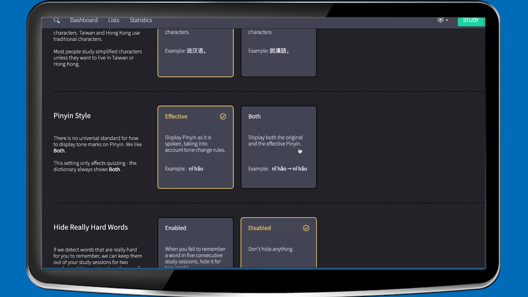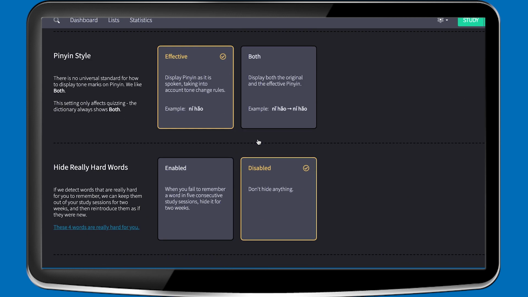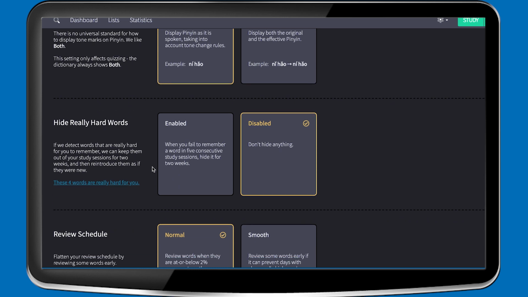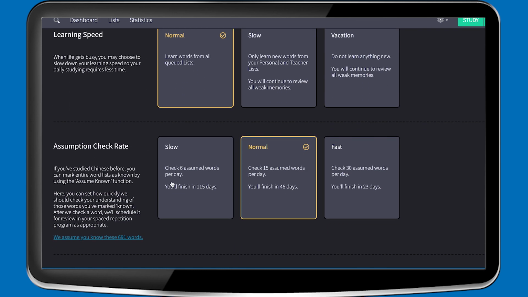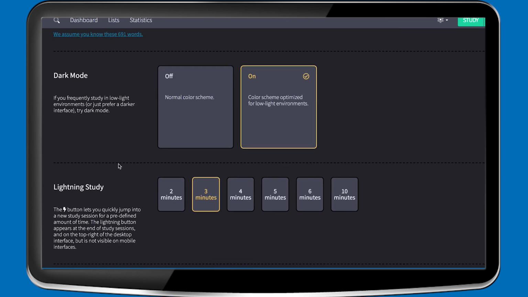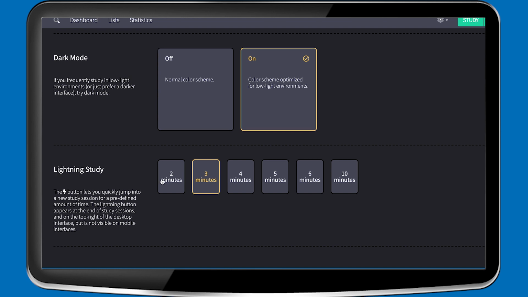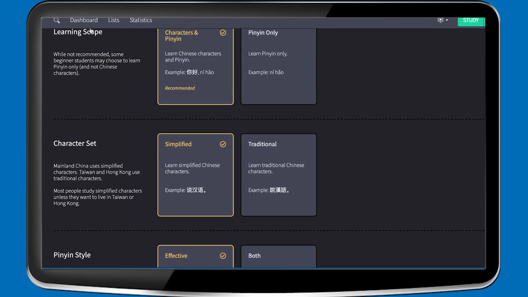Which I won't go into too much detail of now, but for example, you can have different types of opinion style. You can hide the really hard words. You can change your review schedule, your learning speed, your assumed check rate, which is words that it thinks you know. You can change how long the lightning study is. So all these features, very cool.